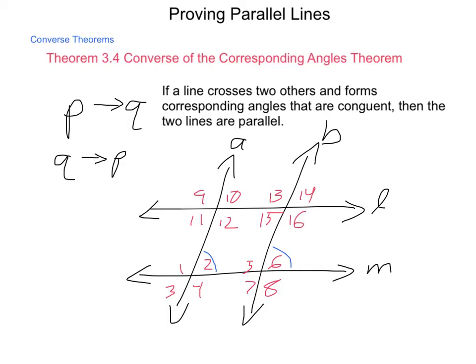Well, according to this converse theorem, if we have this setup, here we have corresponding angles that are congruent. What makes them corresponding is this line M being the transversal. Then lines A and B would be parallel. So we can conclude that A is parallel to B. It's an application of the converse of this theorem. But we also have other theorems that we could take the converse of in order to prove parallel lines.